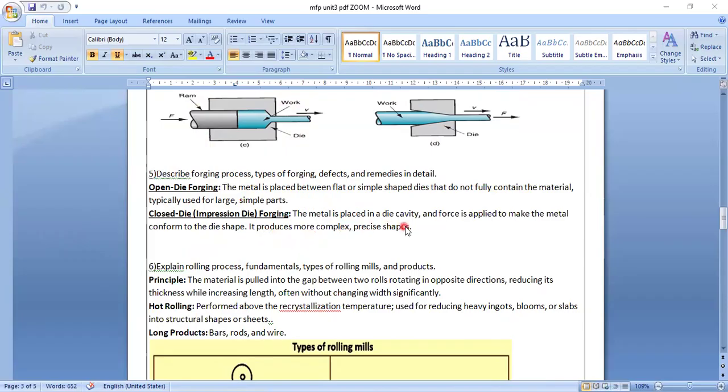In closed die forging, the metal is placed in a die cavity and force is applied to make the metal conform to the die shape. It produces more complex pieces. This die is closed all the way, and this die is not closed all the way. So this is an open die and this is a closed die.